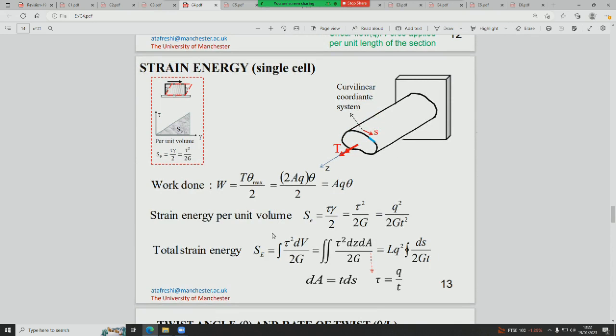If you have a good knowledge, you have this equation, you just equate it with the total energy stored, and the total energy stored has been obtained above by the volume integral of this term, which is the area under this curve. SE is equal to tau squared divided by 2G. So this equation is valid for thin sections and thick sections. But because shear stress is variable, we cannot multiply by the volume. We have to find the volume integral.